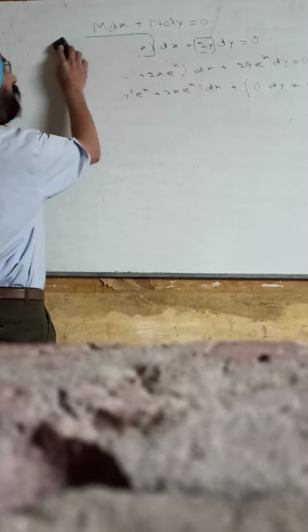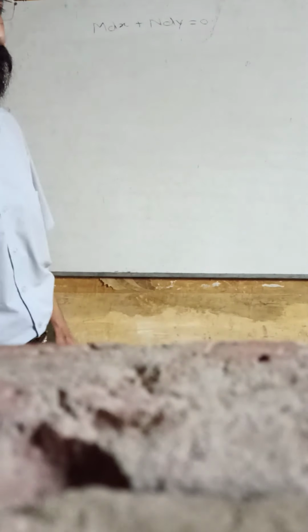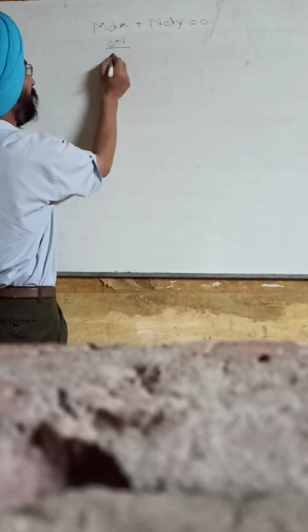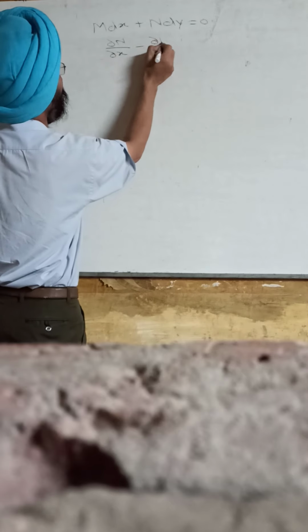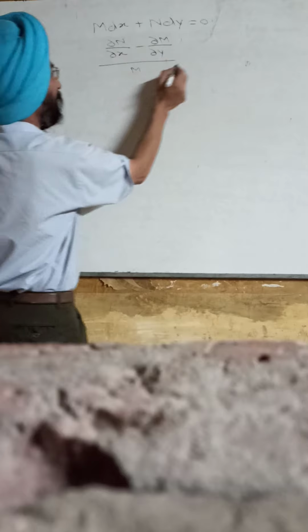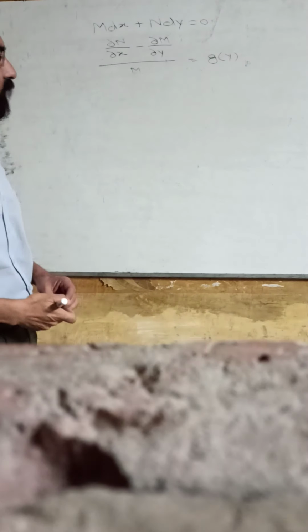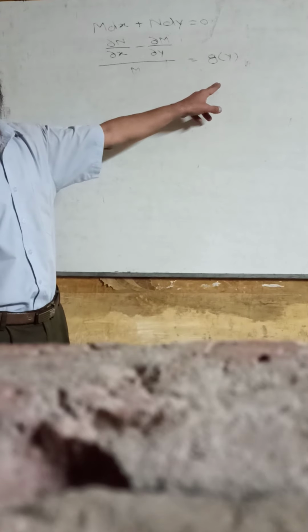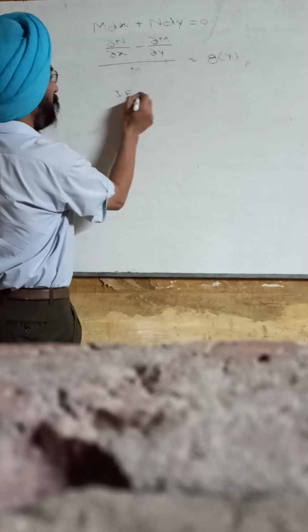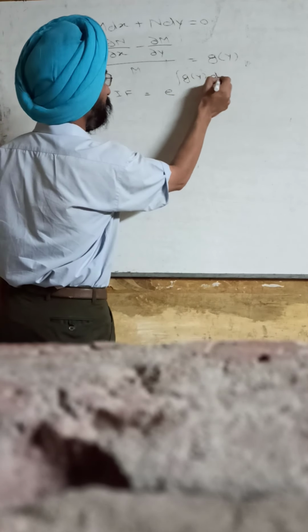In the next method, where the first three methods have failed, we will check if ∂N/∂x minus ∂M/∂y divided by M is now a function of y only. Earlier it was a function of x only, now it is a function of y only. In such a case, the integrating factor will be e raised to the power of this function dy.